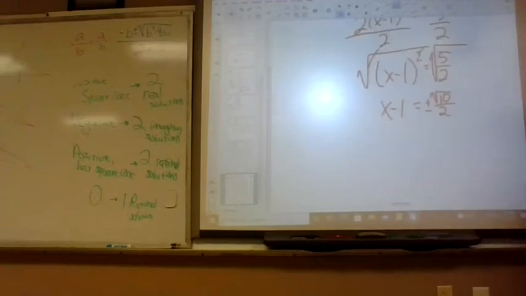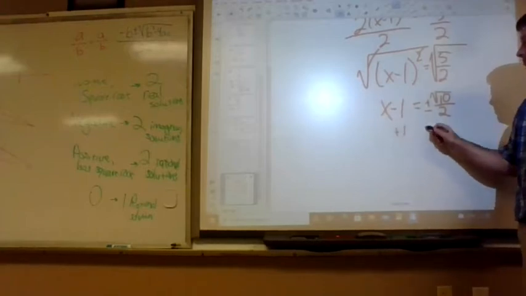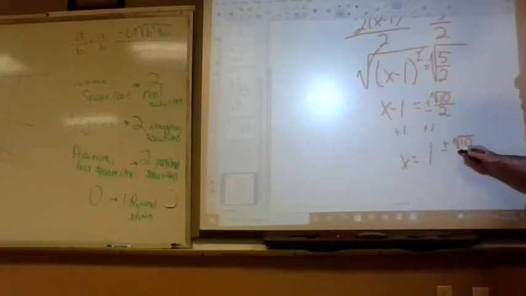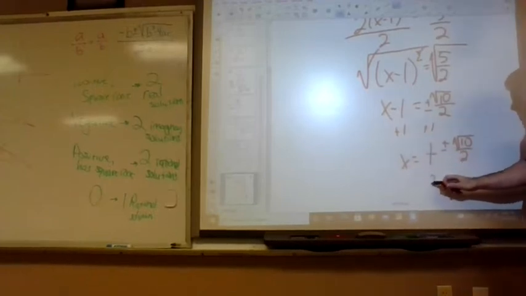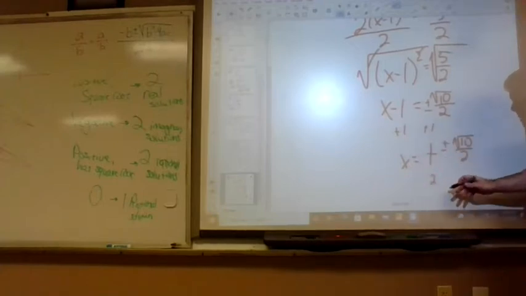And I still haven't quite solved for x. What else should I do? Add the 1 now. So it's x equals 1 plus or minus square root of 10 over 2. Which, since that doesn't simplify, you can leave it like that. I don't know if they leave it like that or they change it to one fraction. We could change 1 into 1 over 1, which is 2 over 2. Alright, it's okay to leave it like this.